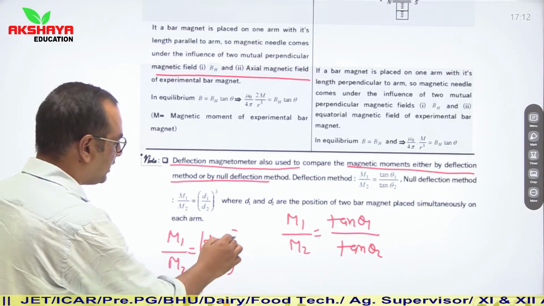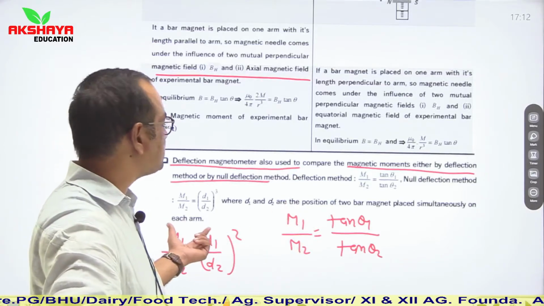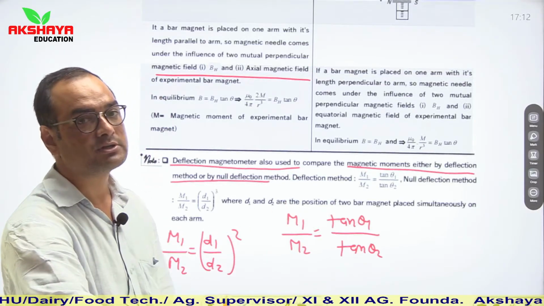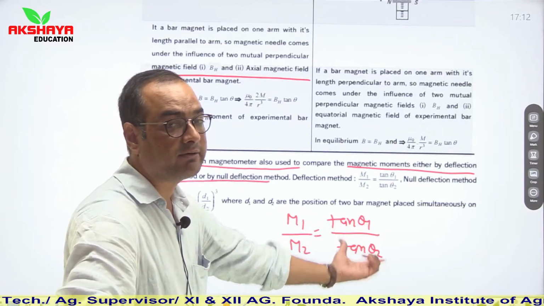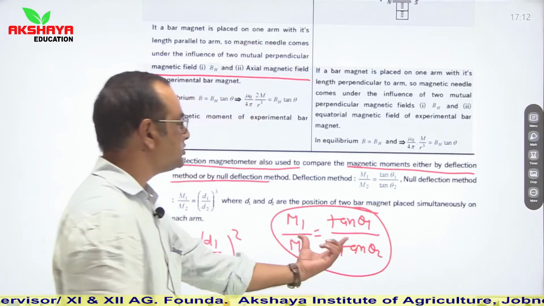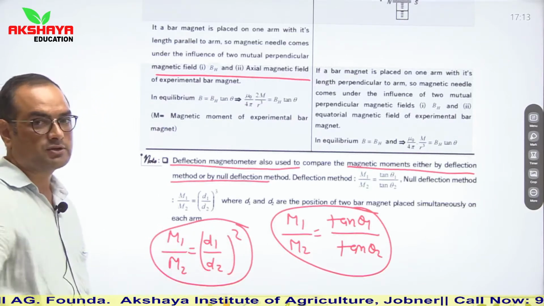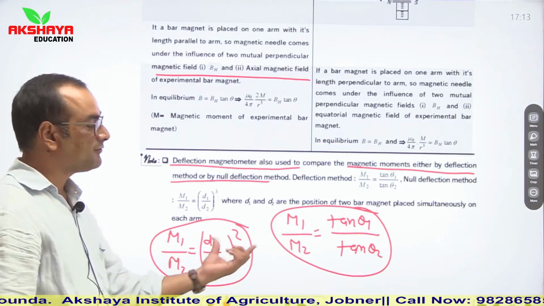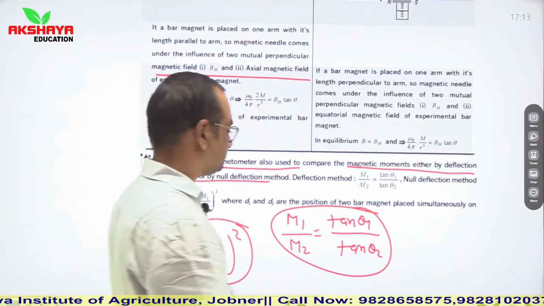Here d1 and d2 are the positions of the bar magnets placed simultaneously on each arm. If deflection is given, then use tan theta 1 upon tan theta 2. You have to keep these two relations in mind: one is based on the deflection method and the other on the null deflection method. These are the two comparisons of magnetic moments done by the deflection magnetometer.